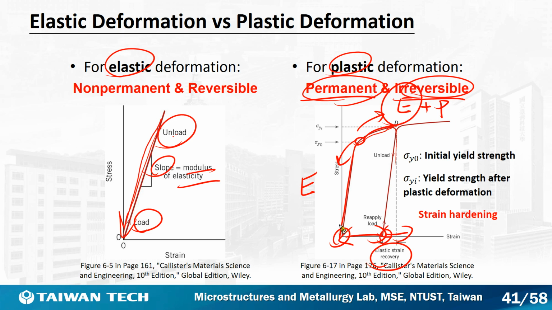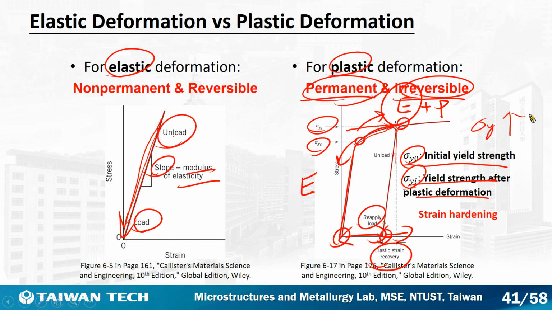After this is the first tensile test, right? Then we conduct it again, reapply the load. Then based on the definitions, we will get a yield strength here. And we find out the yield strength, the initial one, and the yield strength after plastic deformation. After plastic deformation, the yield strength will increase. So this is the important concept, strain hardening.